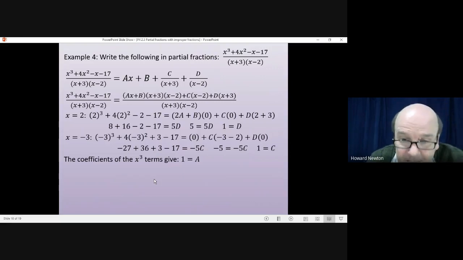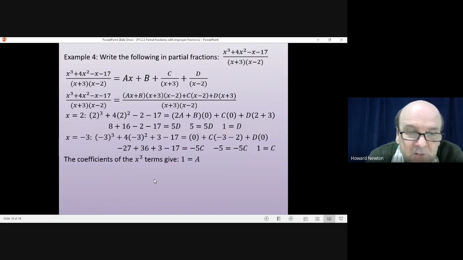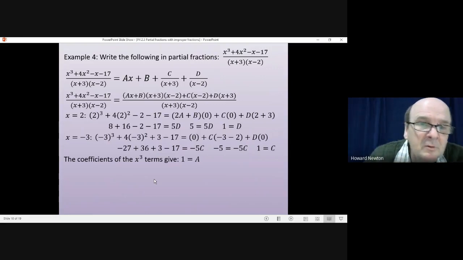We'll go to the highest power as normal. So if I look at the coefficient of the x cubed term on the left-hand side numerator, I've just got 1x cubed. So 1 here. On the right-hand side, where do the x cubes come from? Well, I don't get any from the d term, I don't get any from the c term.